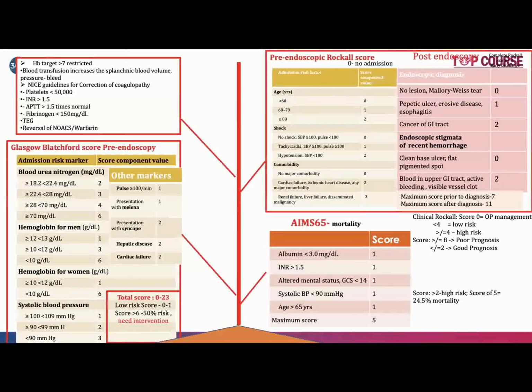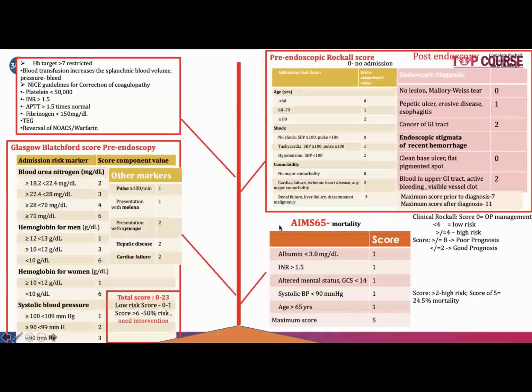So based on the endoscopic stigmata, that is no lesion, no Mallory-Weiss tear, if there is peptic ulcer disease and it is just an erosion or esophagitis, it is low grade. If cancer, grade 2, and other signs of recent bleed like active bleeding, visible clot, these are considered to be high grade. So the maximum score prior to diagnosis, that is prior to endoscopy, is 7, and the maximum score after endoscopy is 11. A score more than 8 gives a poor prognosis.